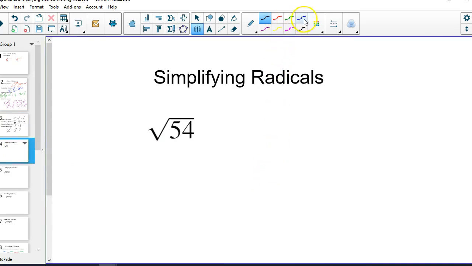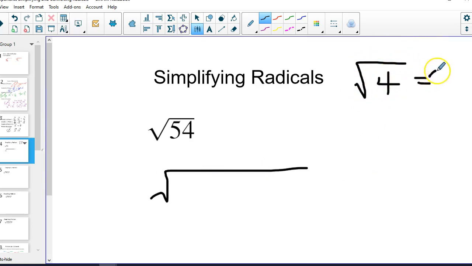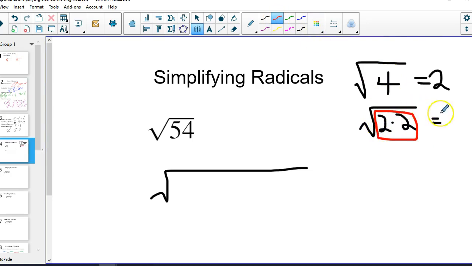This one I know you used in geometry, especially when you were working with circles. When we're simplifying radicals, we're going to try to look for pairs. We want to find pairs because they're perfect squares effectively. So we should know the square root of 4 is equal to 2, because 2 times 2 is equal to 4, right? So if I can break 4 down into 2 times 2, I have a pair of 2's. Whenever I have that pair, I can bring it out, so we get 2.